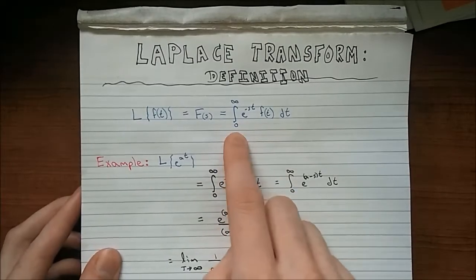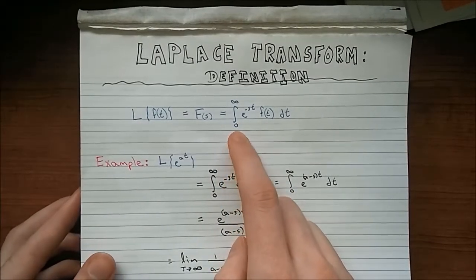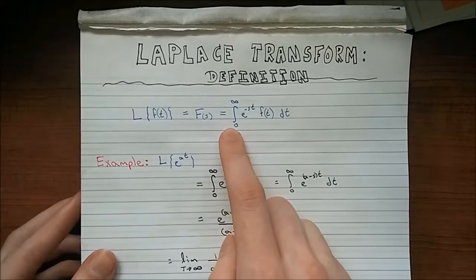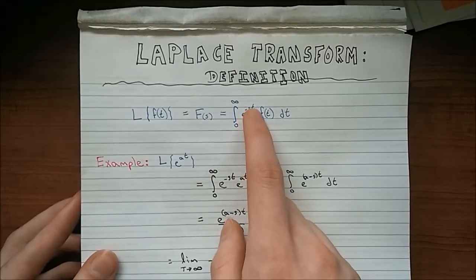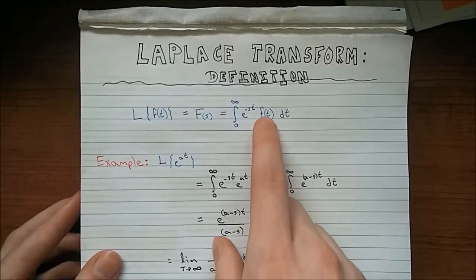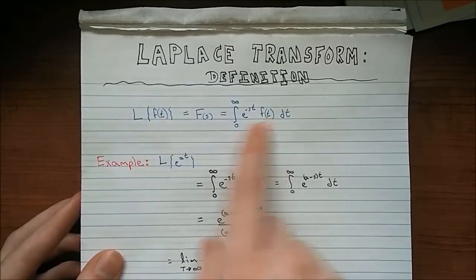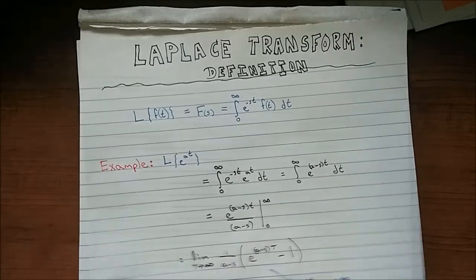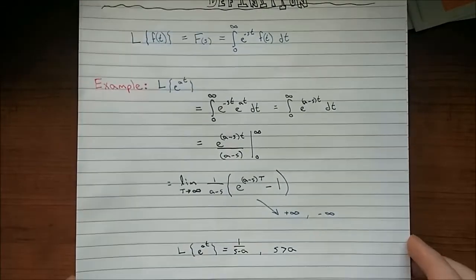So, and this is the actual definition of the Laplace transform. It's just the integral from 0 to infinity of e to the negative st times little f at t dt. And this just is right from here. So that's pretty easy. Let's look at an example.